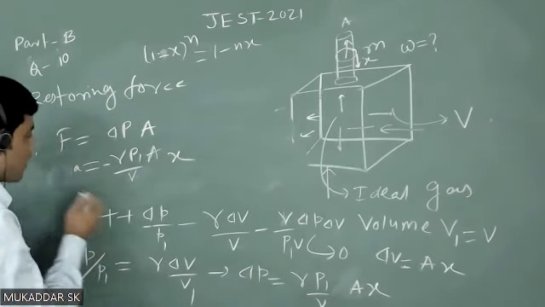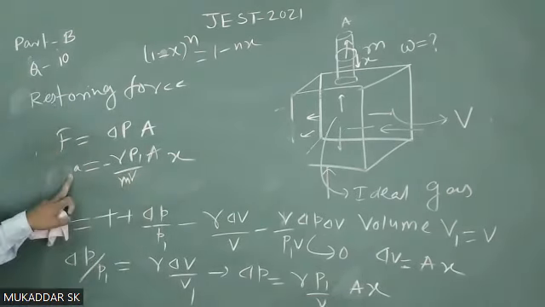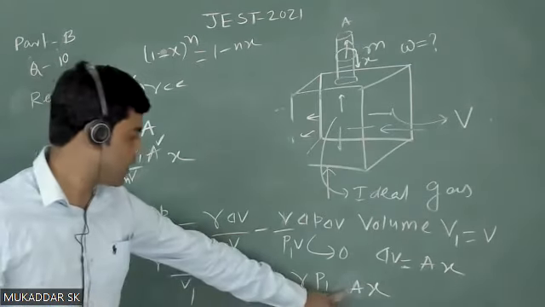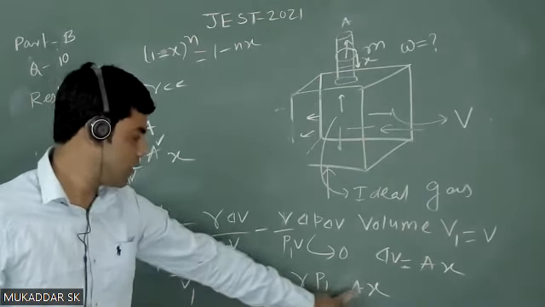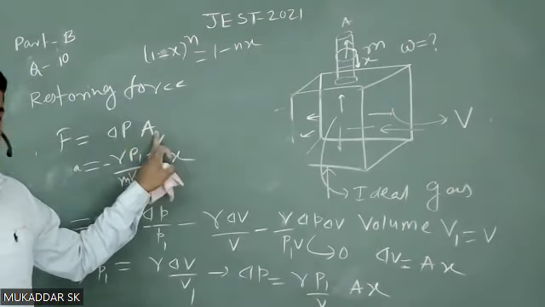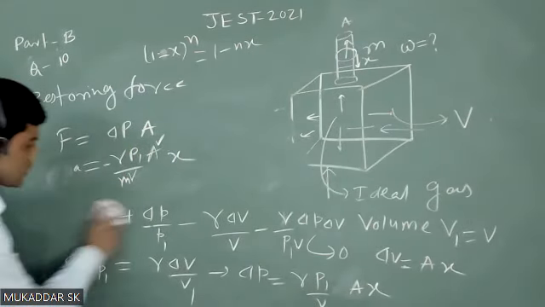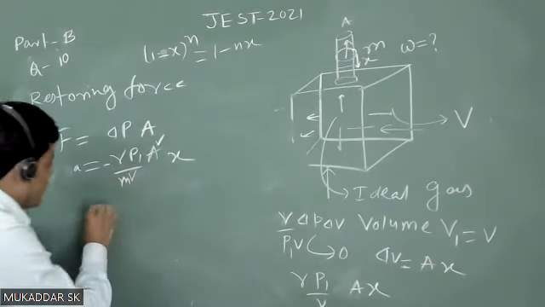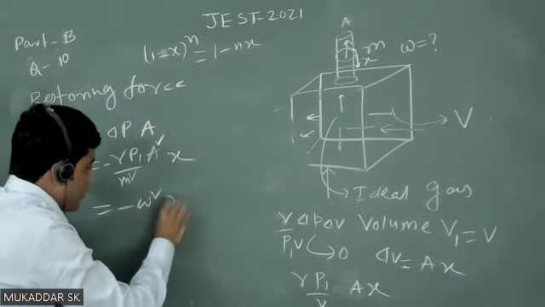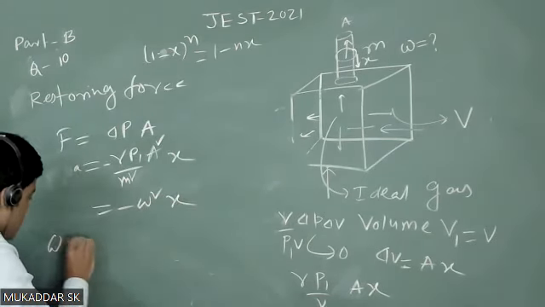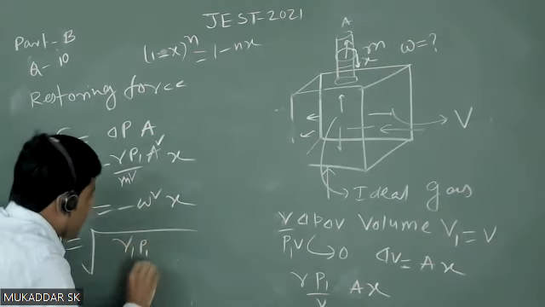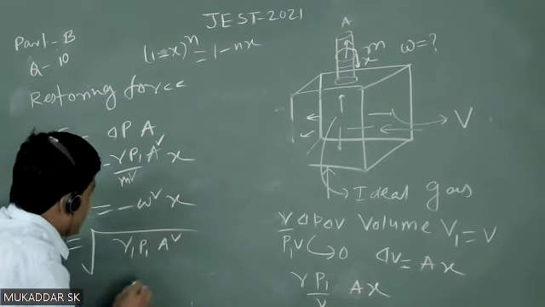Now I can bring this mass here. So I have acceleration that will be γ P₁ by mV, and you have A square here, because you already have an A in the ΔP, and you have another A here. So that will be A square. So this is the equation of simple harmonic motion, and I can correlate it like ω square into x. So ω will be how much? That will be γ P₁ into A square by mV.